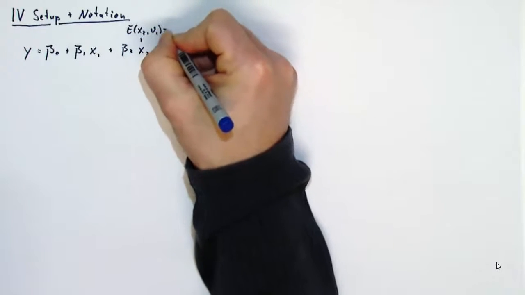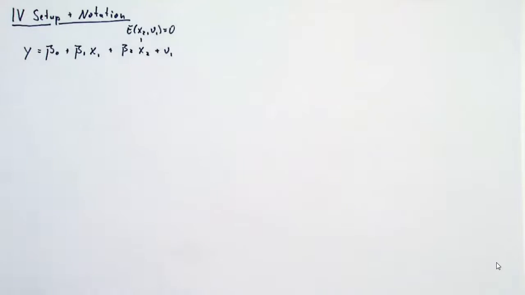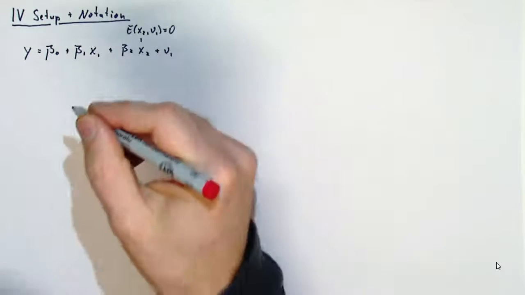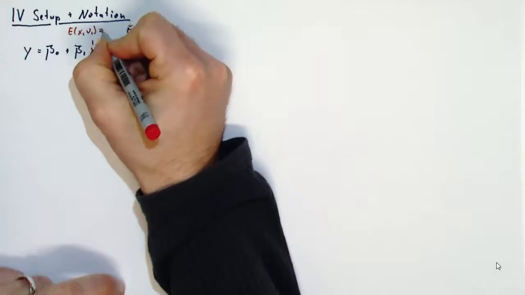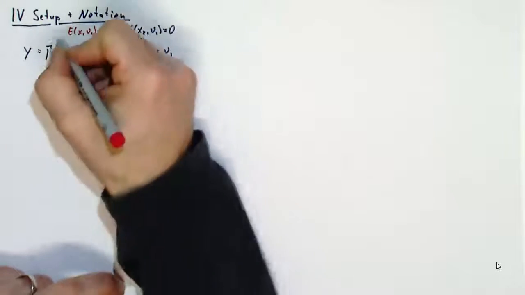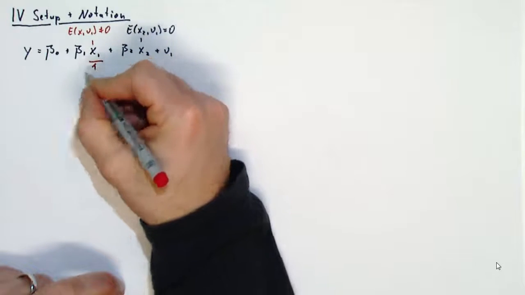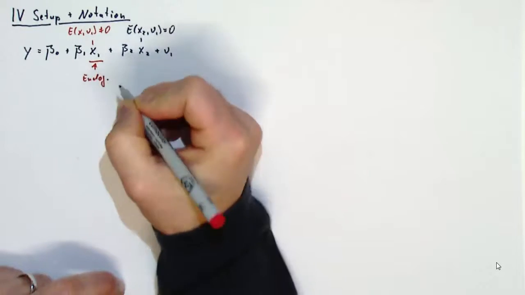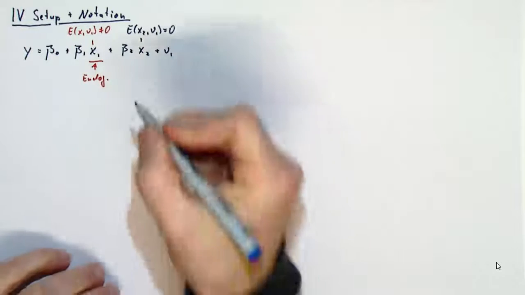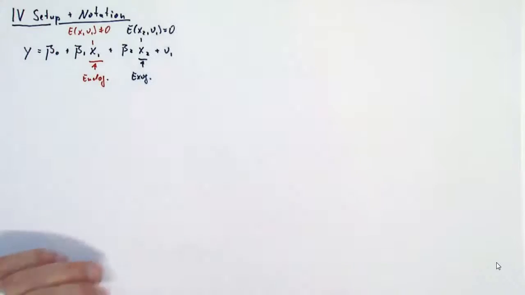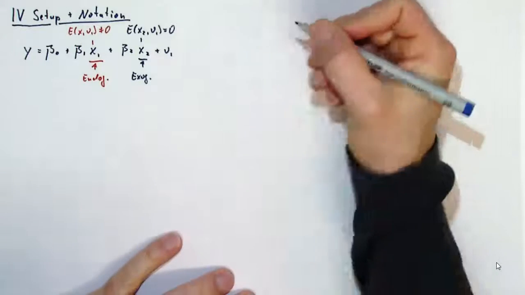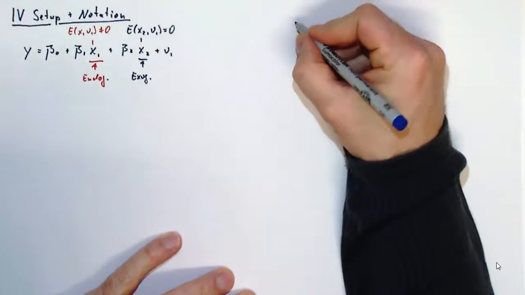Now, x2 we say meets the zero conditional mean assumption, so it's unrelated to the error term u1. However, x1, let's say, is correlated with the error term, so that's certainly a problematic variable. We also call this variable an endogenous variable, whereas x2 is exogenous. So that's the basic setup Wooldridge also starts out with, although he starts with a simple regression model, but I added a second explanatory variable.